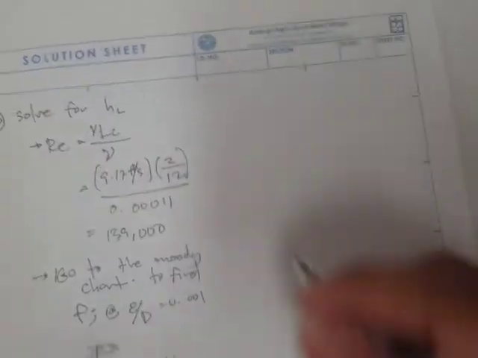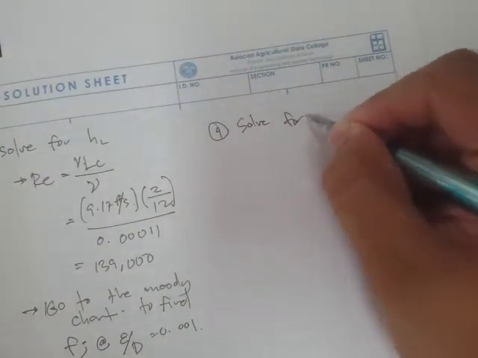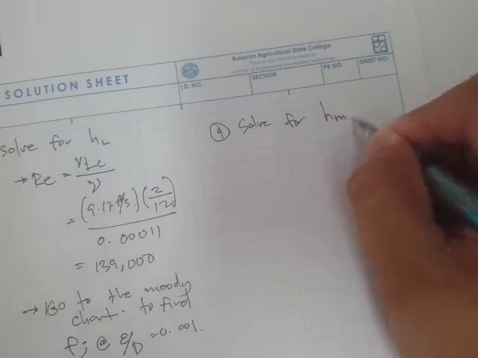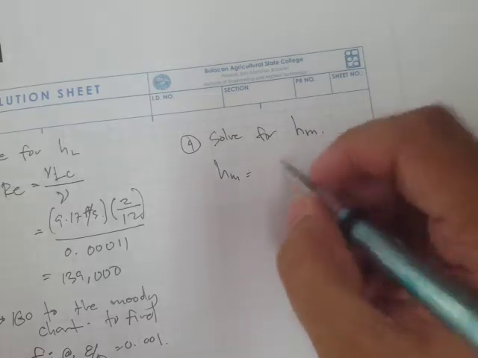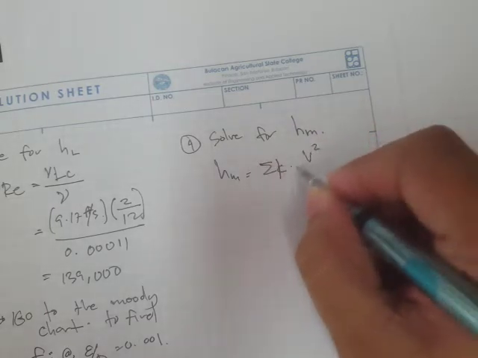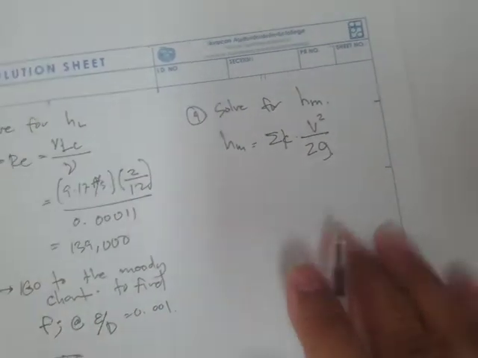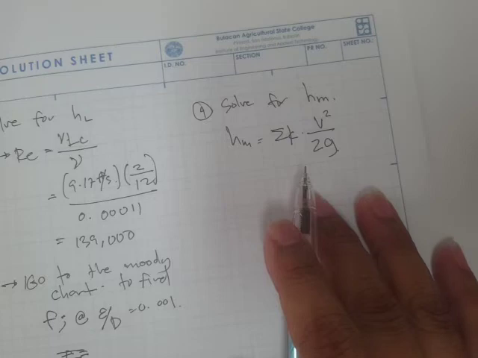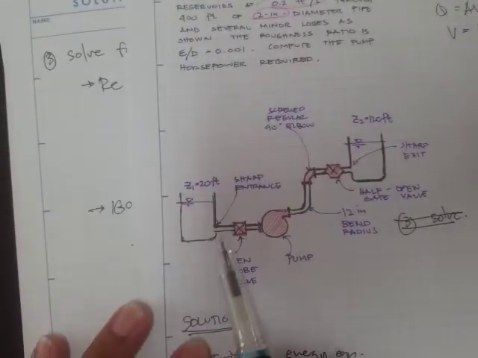Then let's move on to solve for the minor loss, H sub M. Now the H sub M is just simply equal to the summation of K times the V squared all over 2G. Okay, so now let's list down, I think it would be best if we present this one in terms of tables.